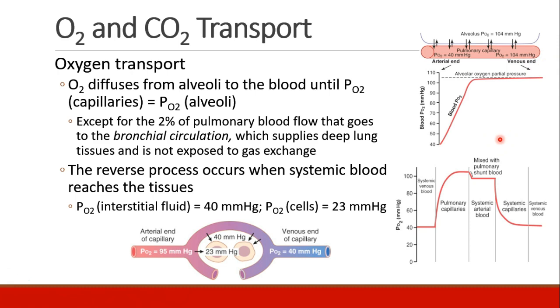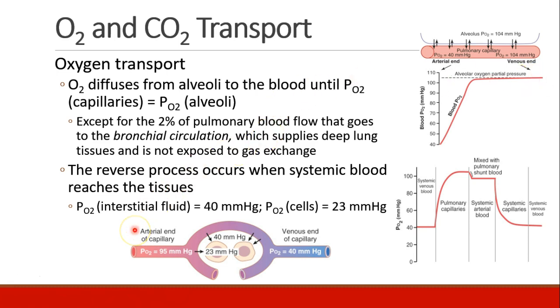There is about 2% of pulmonary blood flow that goes to what we call the bronchial circulation. These are blood vessels that don't participate in gas exchange, but instead they're delivering oxygen to the cells of the lung itself in order to sustain their metabolic needs. Here we're seeing the same process in graphical form, where the x-axis is basically moving across this alveolus. The blood comes in with a PO2 of about 40, and by the time it leaves the alveolus, going to the pulmonary vein, it has a PO2 just over 100.